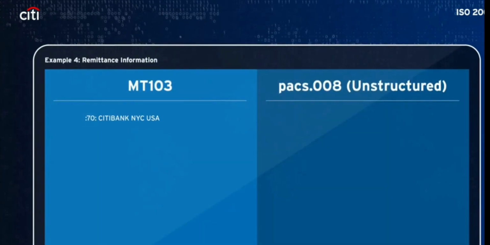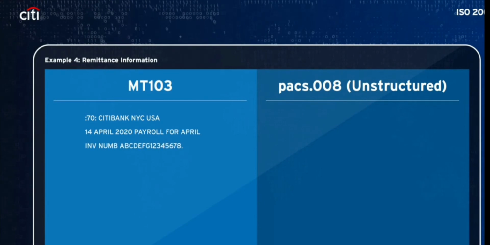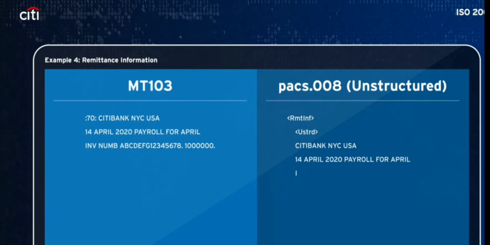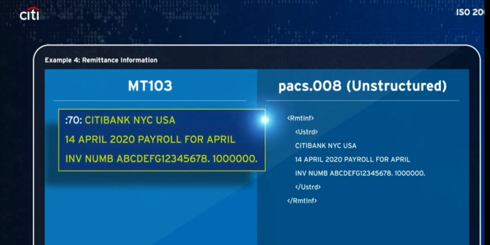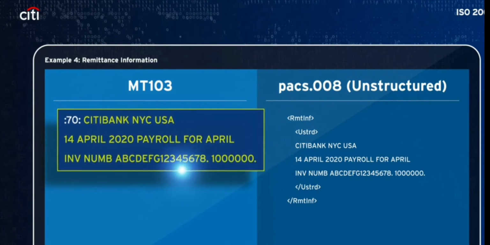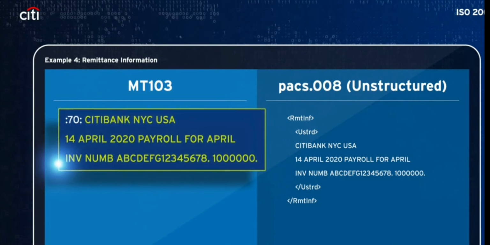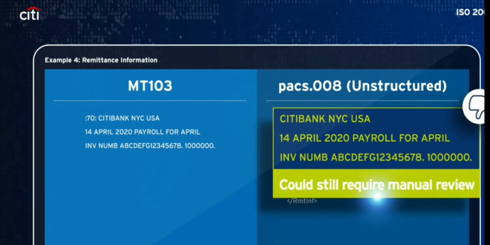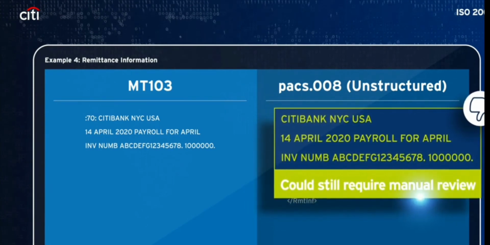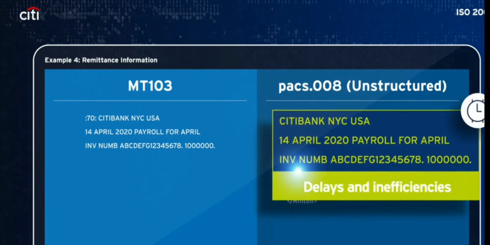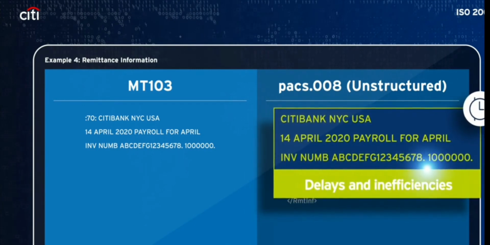Remittance information accompanies a payment message and provides additional detail on the nature of a payment and the invoice it's intended to settle. Using the example of invoice information, let's look at what will change in the MX format. When MT Field 70 contains an unstructured block of text for remittance data, it will initially remain unstructured in MX to support interoperability. But in a post-ISO world, this is not ideal. The text could potentially still require manual review because it's not structured, leading to delays and inefficiencies in matching entries.